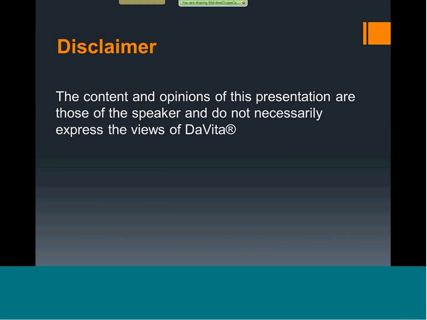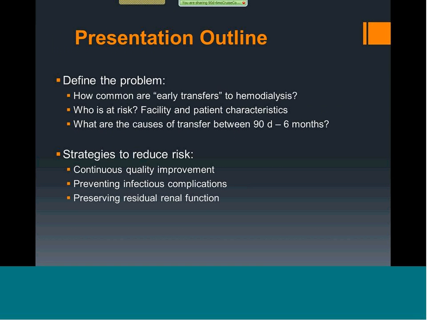I begin with a disclaimer that the content and opinions of this presentation are mine and do not necessarily express the views of DaVita. What I will do in the next 35 to 40 minutes is define the problem and point out how common early transfers to hemodialysis are. I will identify who is at risk, with regard to the facility where they are cared for and the patients themselves, and whether patients transfer rather soon, within the period that we're interested in today, between 90 days and 6 months.